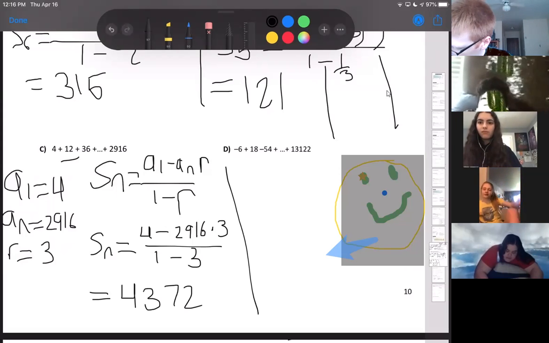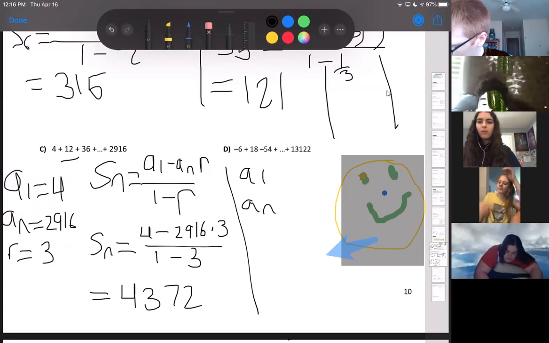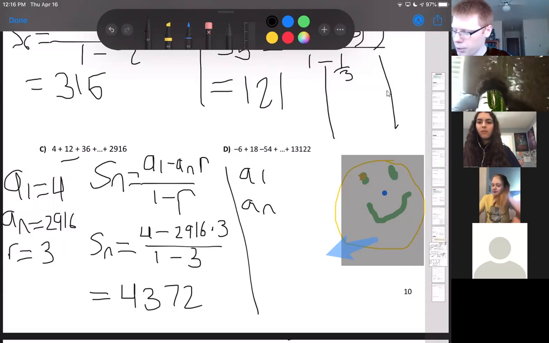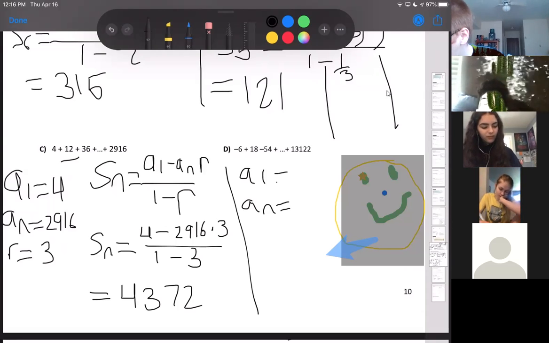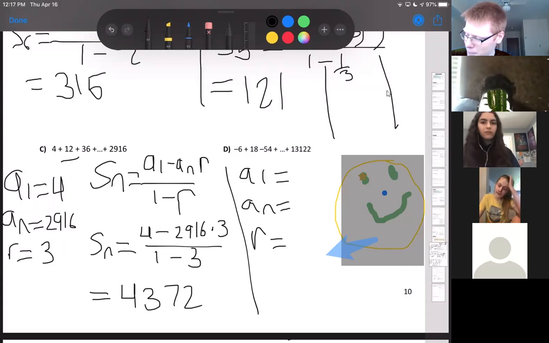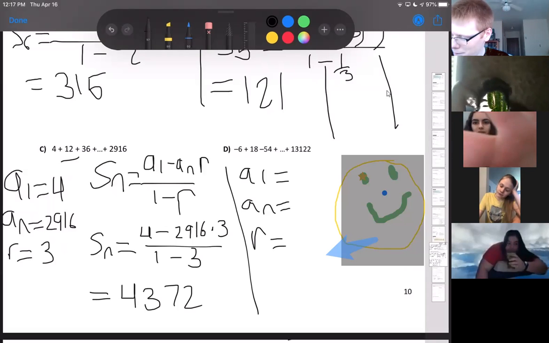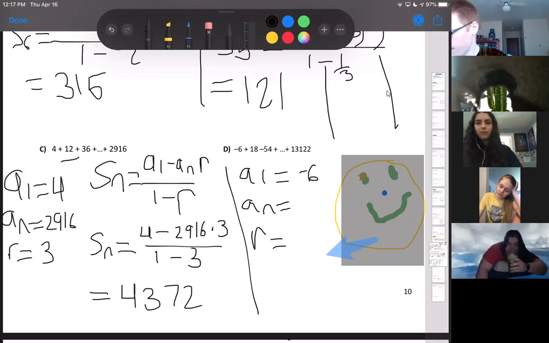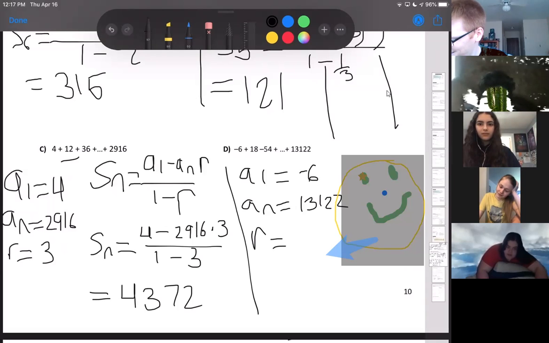All right, similar idea with D. It's the same kind of idea. If they give you the series written out long form, you're going to want to use that second formula. Usually if they tell you, or you just know how many terms you have, you want to use that first formula. So what's our a1 in this problem D? -6. Okay, what's our a_n? 1,000. Oh, no, 122.